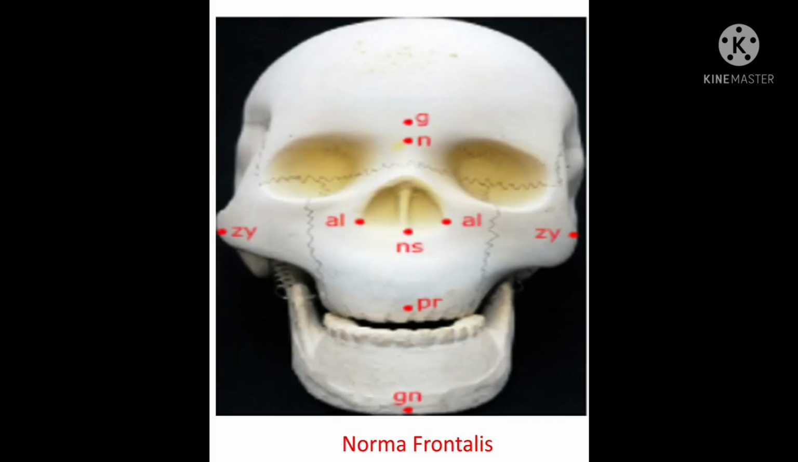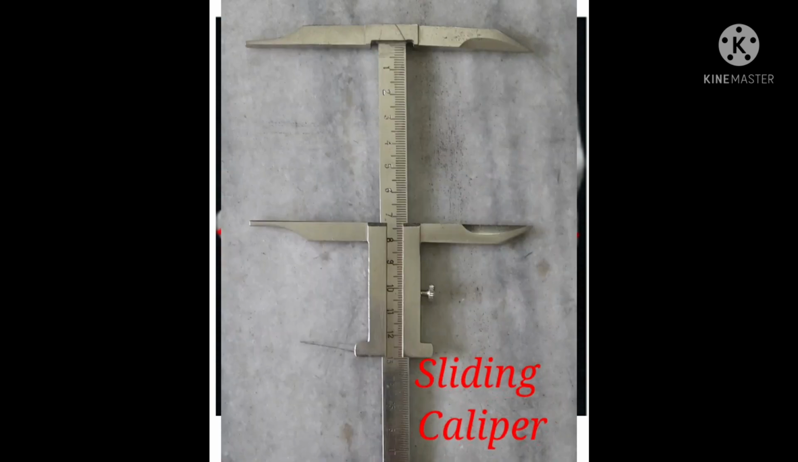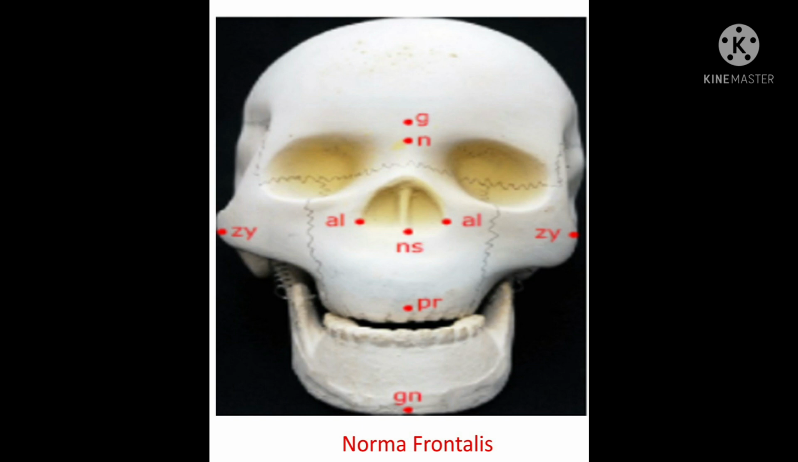Nasal height. It measures the straight distance from the nasion to the nasospinale. A sliding caliper is used for this particular measurement. For taking the measurement, first the sharp end of the fixed crossbar is placed on the nasion and then the movable crossbar is slid so that its end touches the nasospinale.